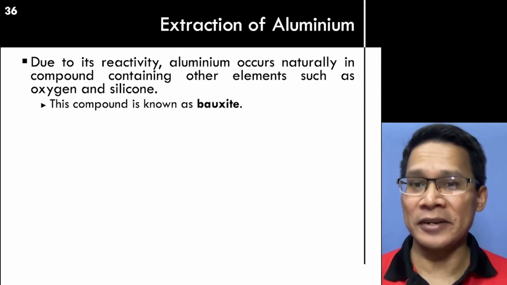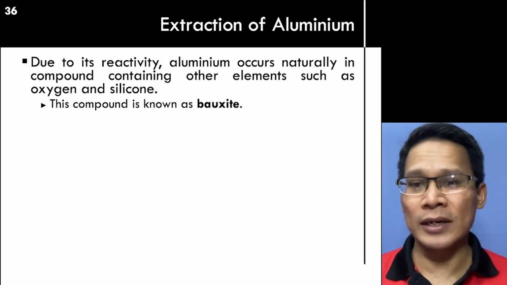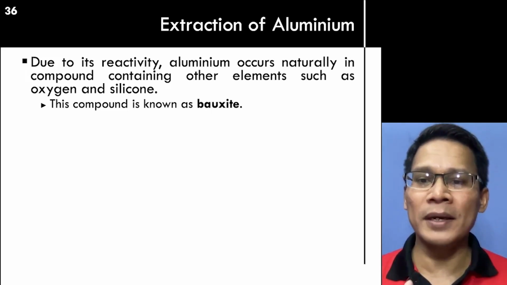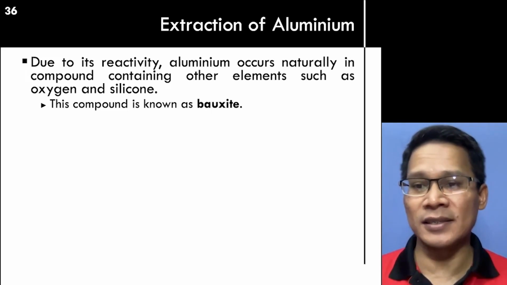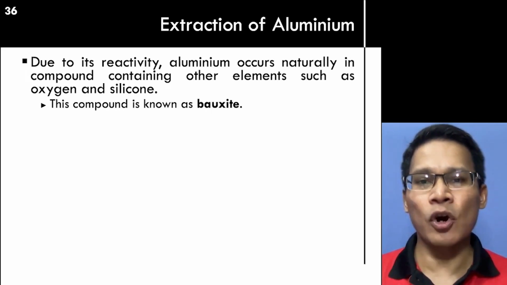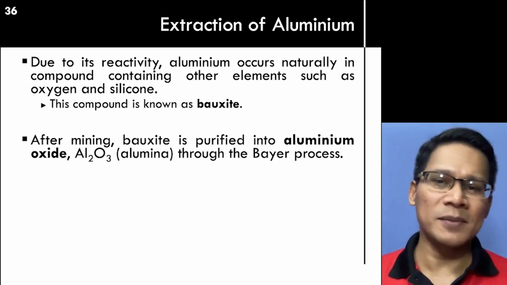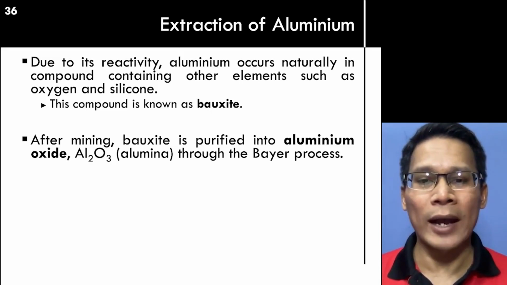Aluminium is a rather reactive metal. Due to this, it does not occur naturally as pure metal. Aluminium typically forms compounds with other elements such as oxygen and silicon. This compound, in the form of ore, is known as bauxite. Once mined, bauxite is purified to aluminium oxide or alumina through the Bayer process.